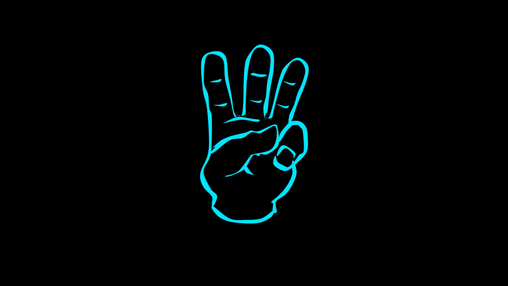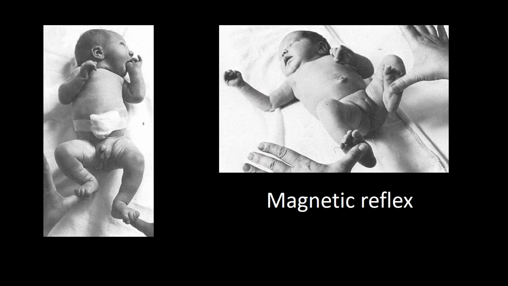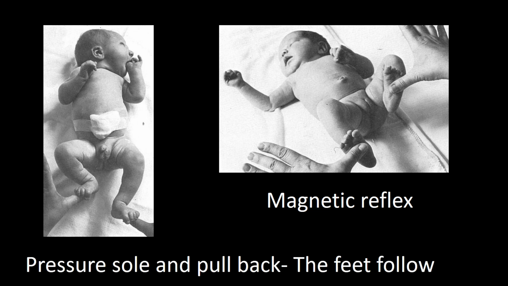The third reflex is the magnetic reflex. The magnetic reflex is present in term neonates at birth. It is triggered by pressuring the sole and slowly pulling back the thumb. As you can see in this frame, this maneuver elicits the feet to follow the thumbs. It is gone by 3 months of age.